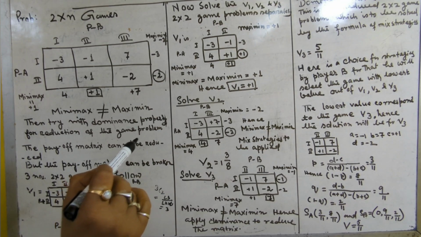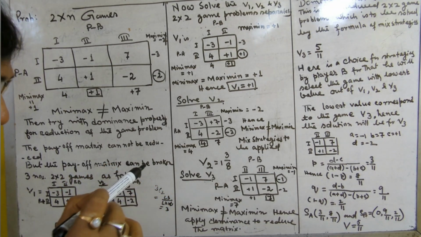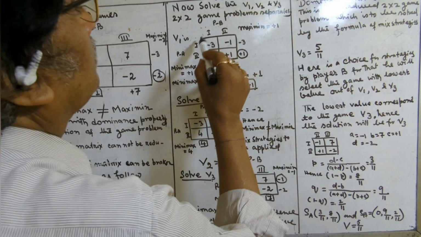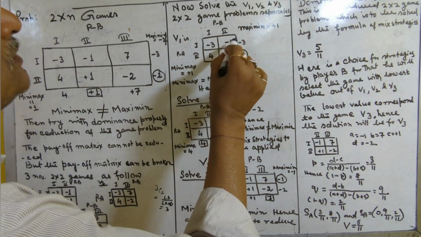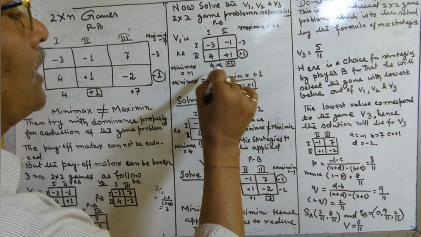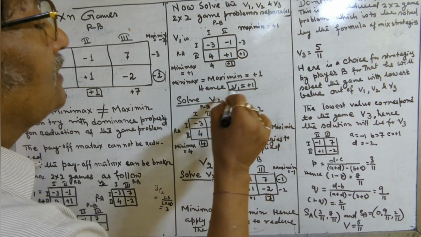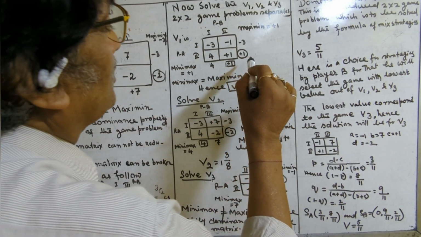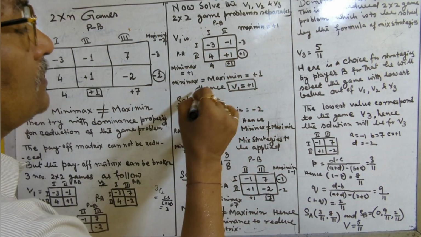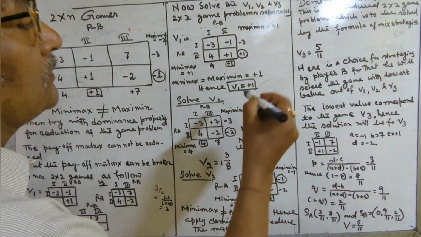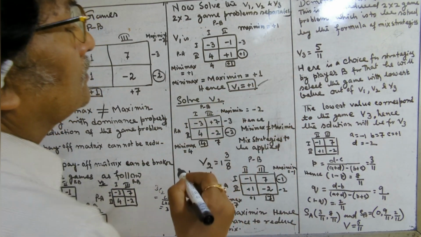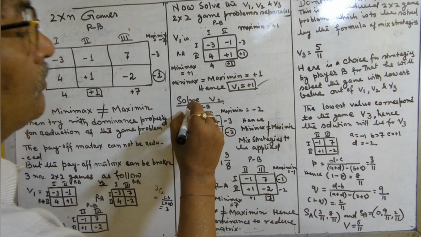And one by one we'll solve and try to find out the value of the game. From the first problem V1, you see by minimax and maximin the value is same, equilibrium is established, that means a saddle point is there, and the value of the game is plus 1.